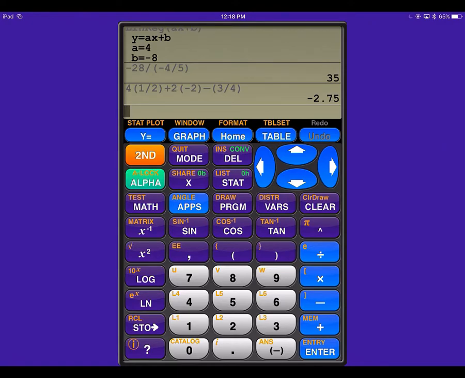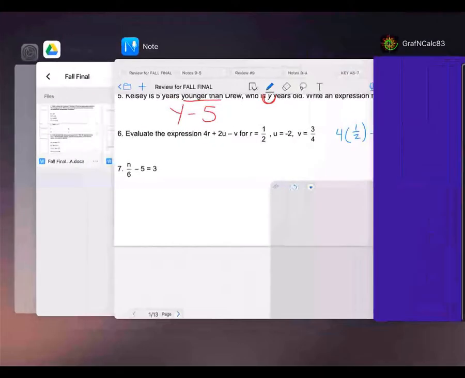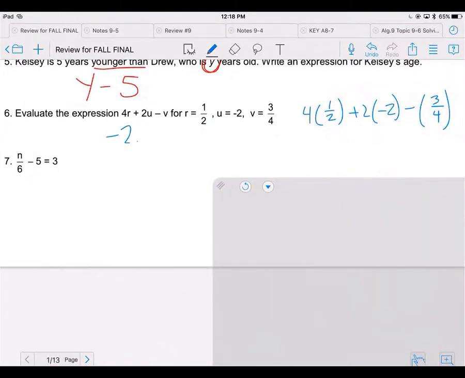And if I want to turn this into a fraction, I can do math inner. So -2.75 or -11/4.